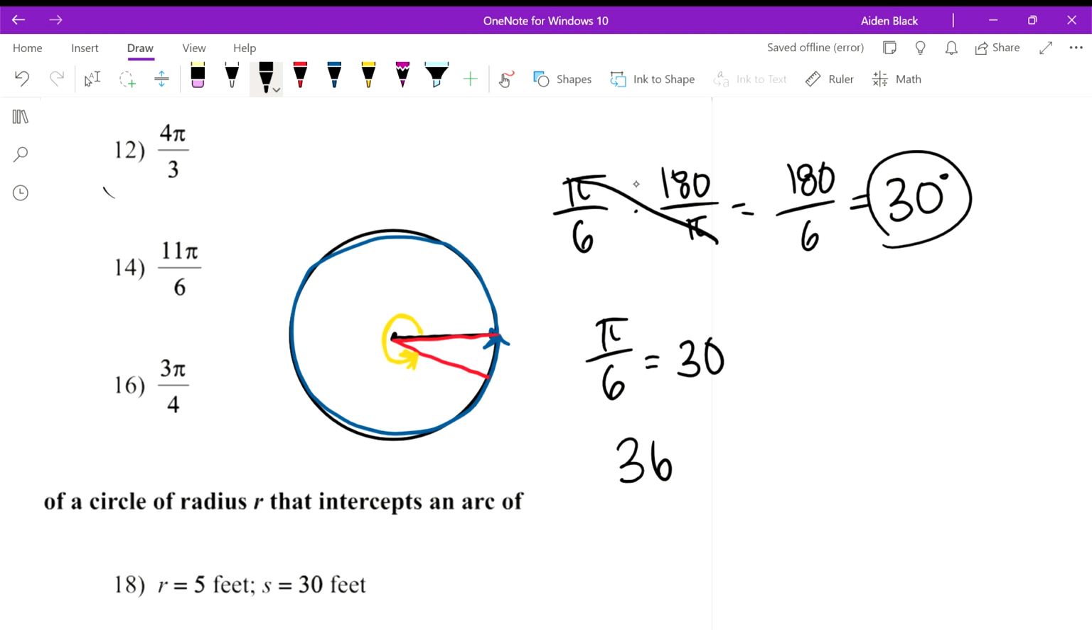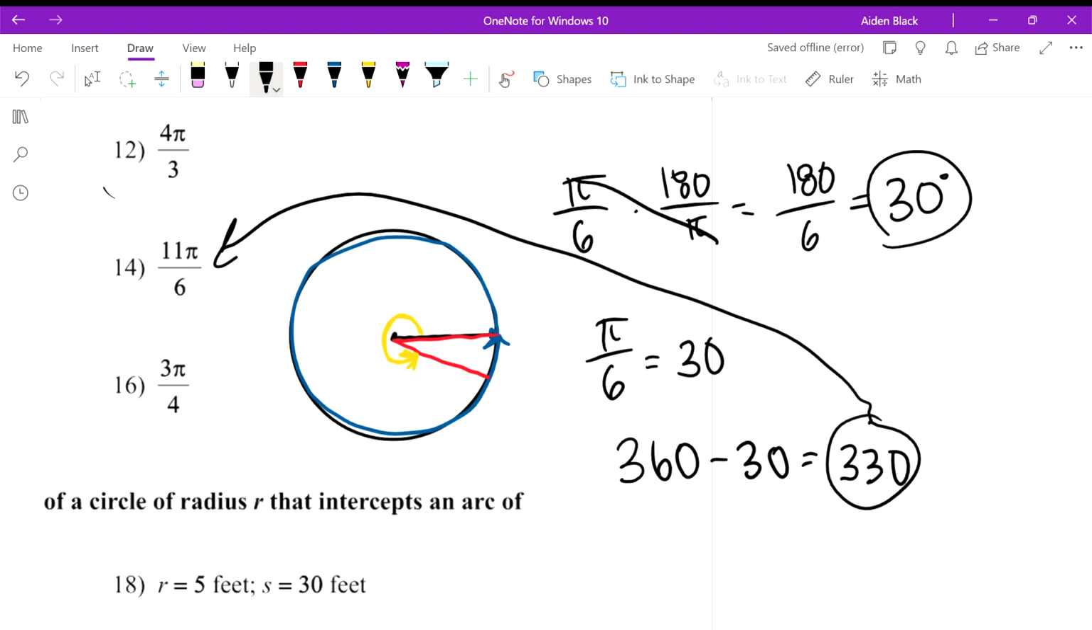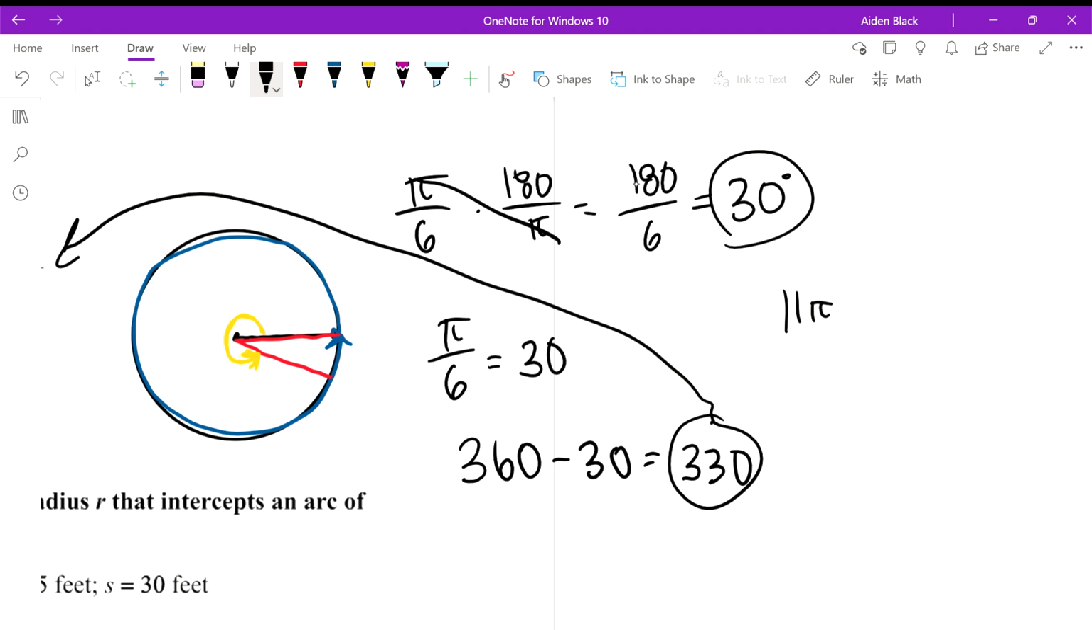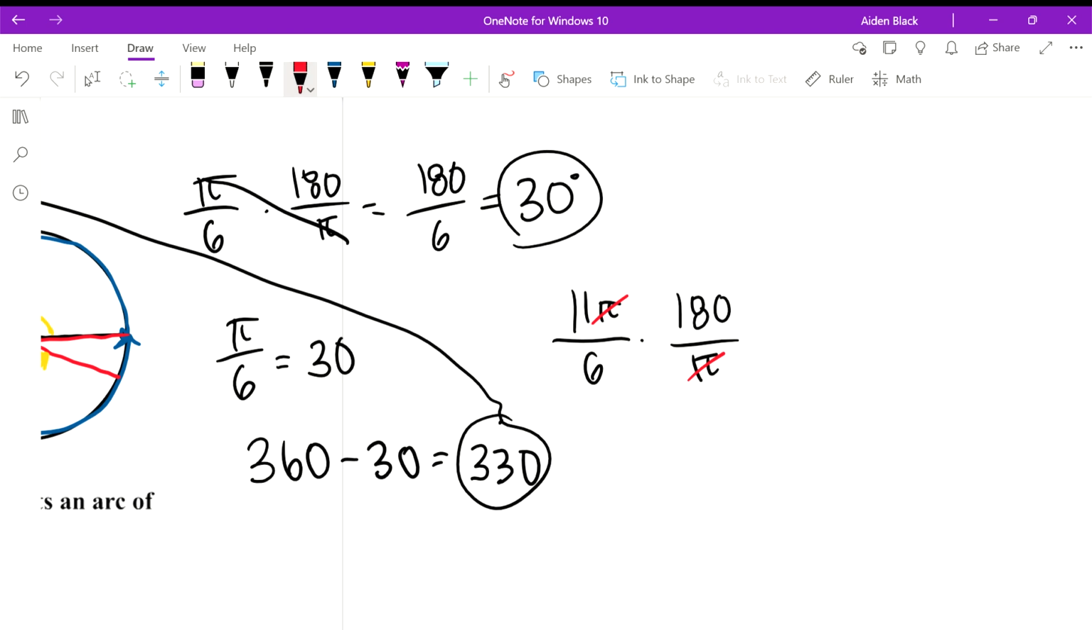Now, if, like in this case, we're looking at our circle, if we go 30 degrees less than 360, we are going 330 degrees. So what we should be seeing is that when we convert 11 pi sixths, we should be getting 330 degrees. So let's try that. Pi cancels, and then we can divide the top and bottom by 6, you get 1, divide this by 6, you get 30, and you'll notice 11 times 30 equals 330.